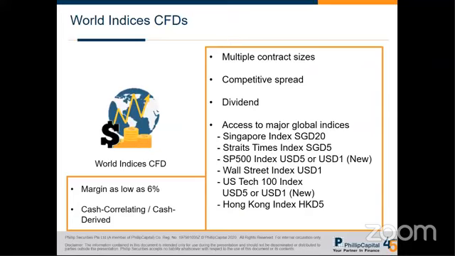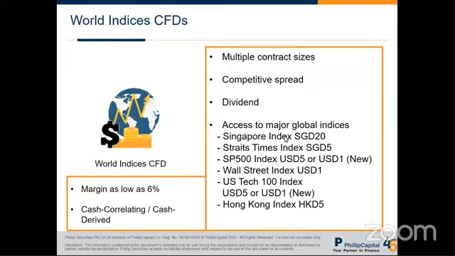So for world indices, I believe all of you have heard of the STI index and the Dow Jones index. We offer multiple contract sizes to allow our clients to trade in a more flexible way, with a very competitive spread. You can also receive dividends, unlike with futures. With CFD indices, you can receive the cash dividends paid out by the component stocks. Here are a few popular indices that we are offering.